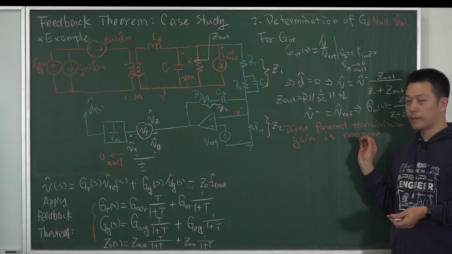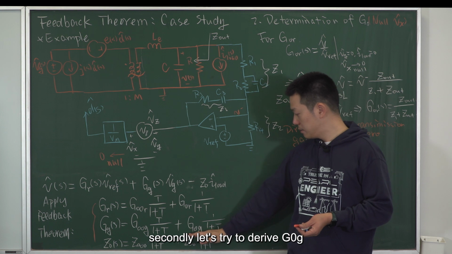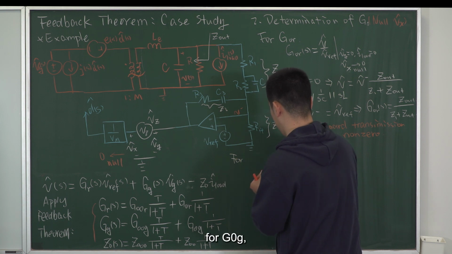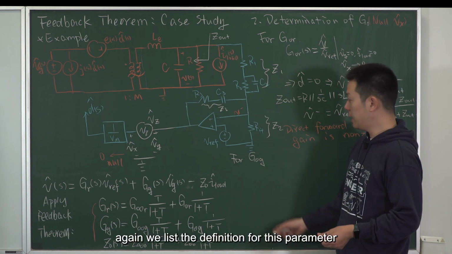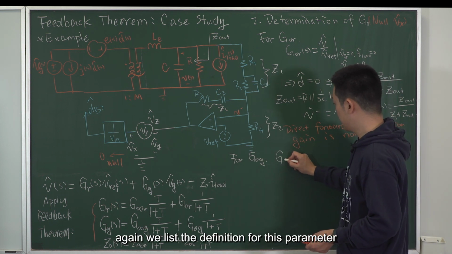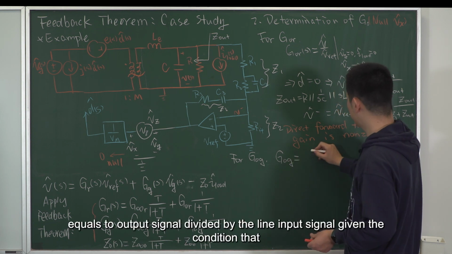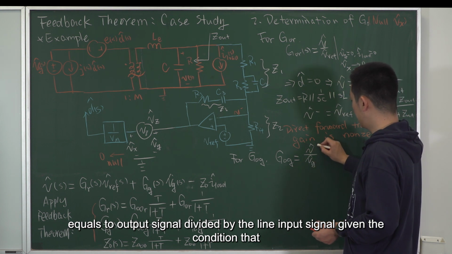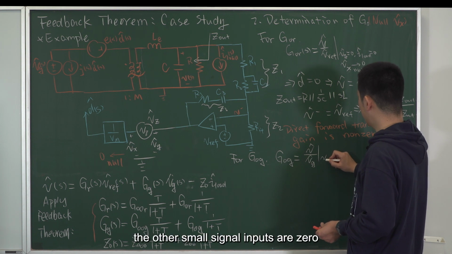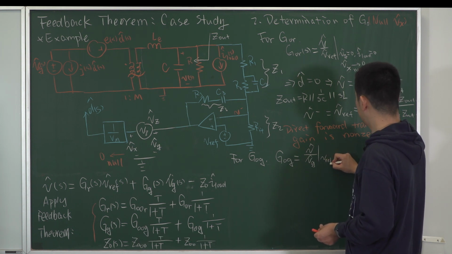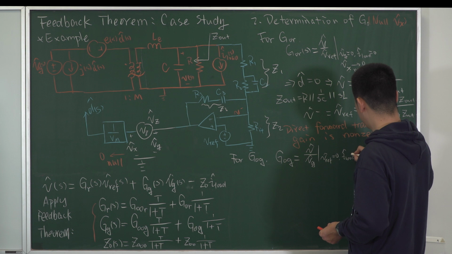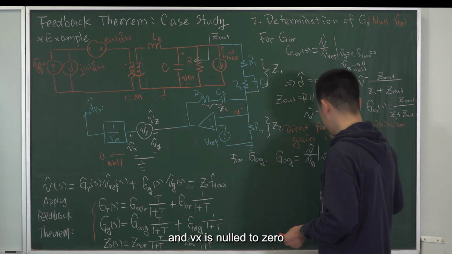All right. Secondly, let's try to derive G0G. Again, we list the definition for this parameter: it equals the output signal divided by the line input signal, given the condition that the other small signal inputs are 0, and Vx is nulled to 0.